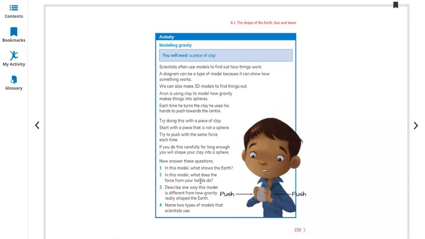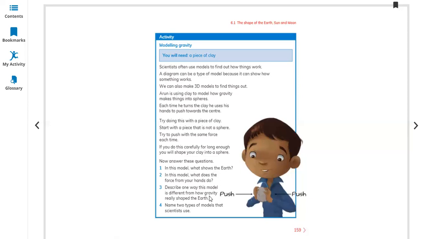In this model, what does the force from your hand do? The force of your hand pushes toward the center, like gravity. Or you can write this as gravity also. Describe one way this model is different from how gravity really shaped the Earth.